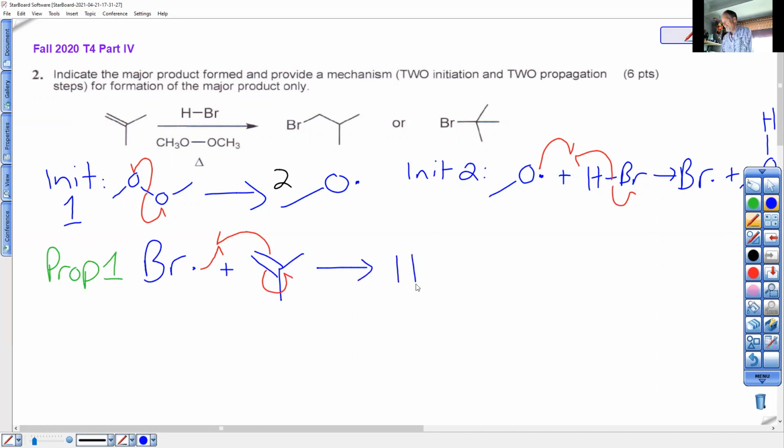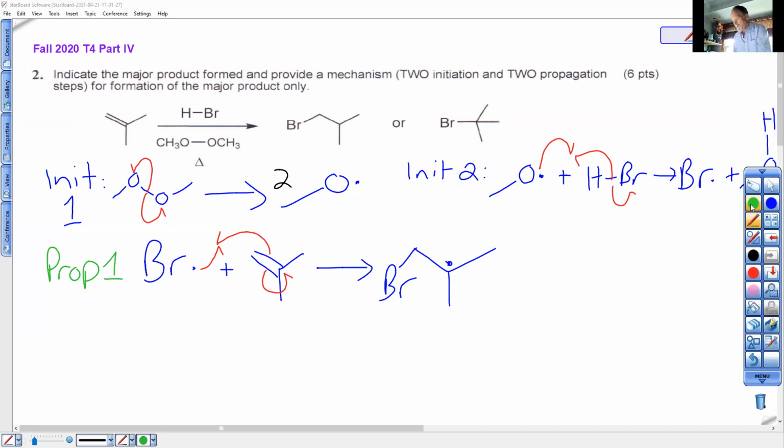You made HBr? No, you didn't. I got this reaction confused with the other one too. You don't make HBr this way. You make this with a bromine here and a tertiary radical right there.